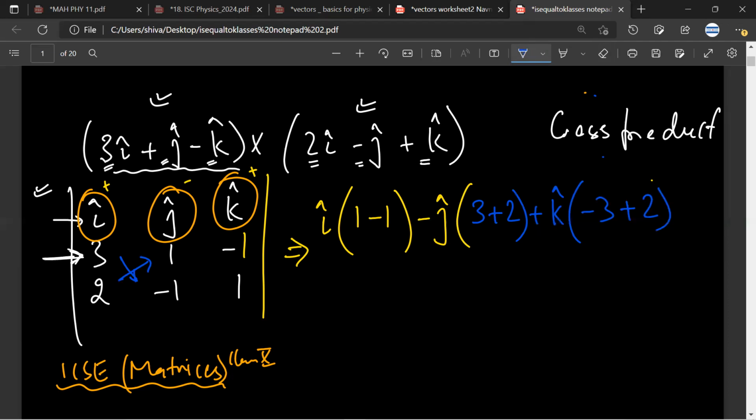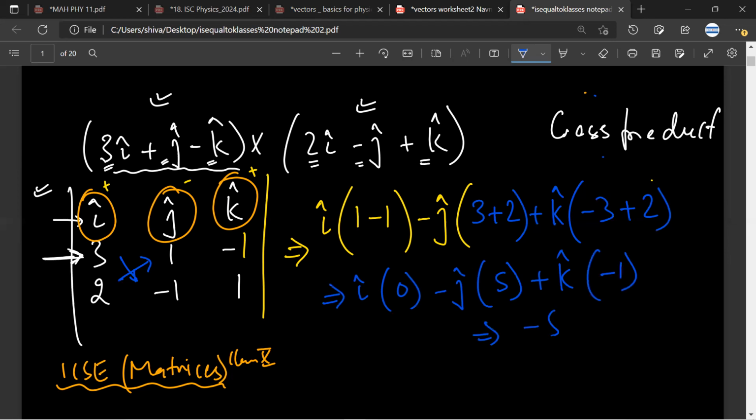One thing, am I clear? Now it is making sense, sir. So i into 0 minus j into 5 plus k into minus 1, or this would be minus 5j minus k. One thing, am I clear? Yeah, sir.